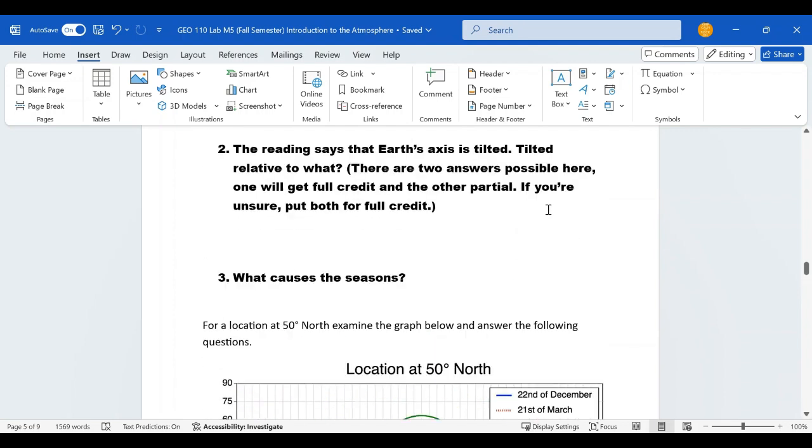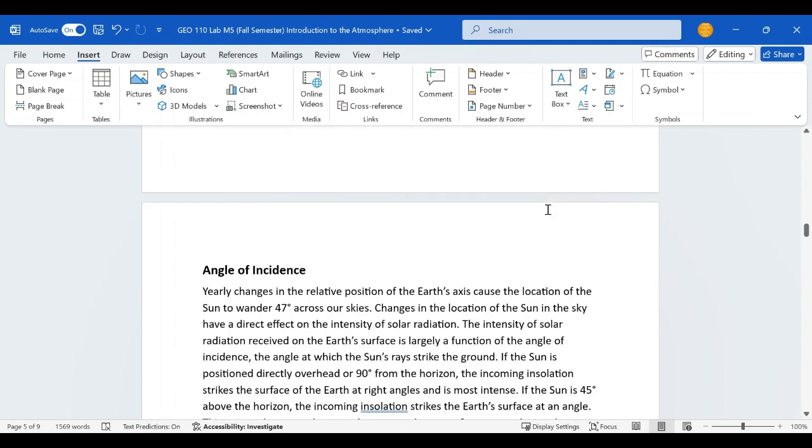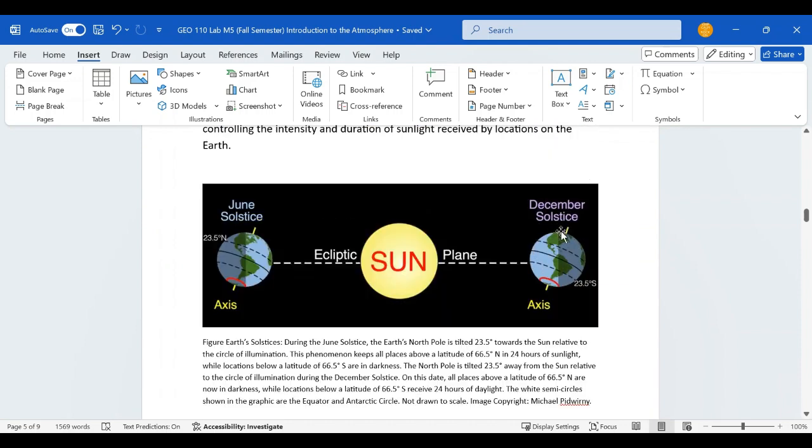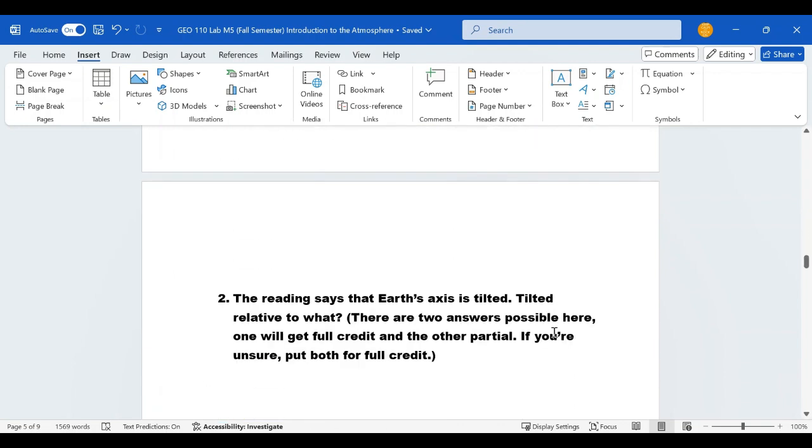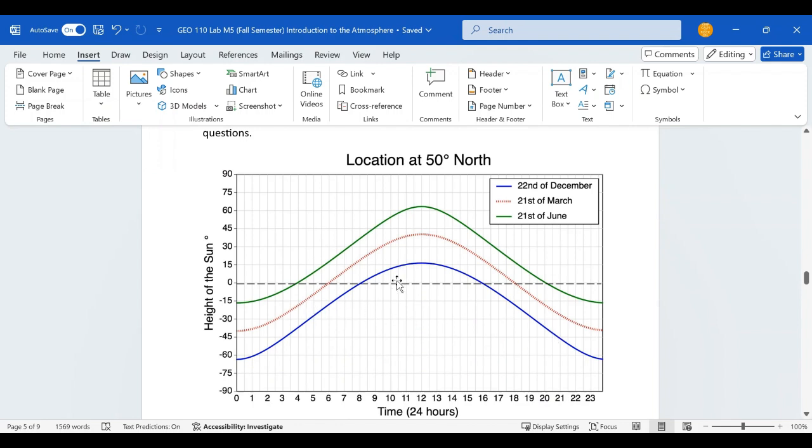On the 22nd of December, which is the December solstice, if we go back up again, the sun is directly overhead at 23.5 degrees south. So everyone in the northern hemisphere is going to experience a shorter day. And that's what we see down here. This blue line right here is the 22nd of December. And we can see that it's rising much later in the morning and it's setting much earlier in the evening. And so that's it for that diagram.